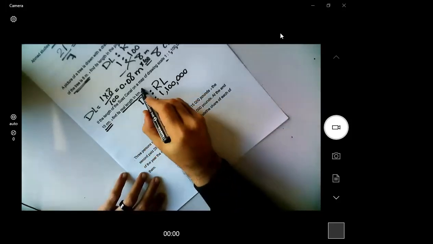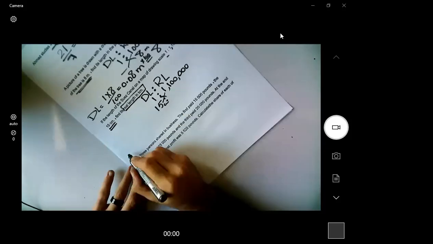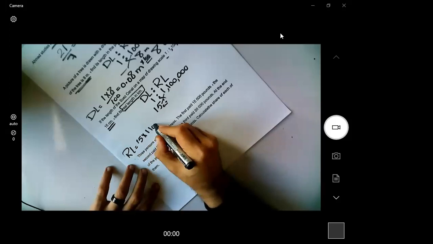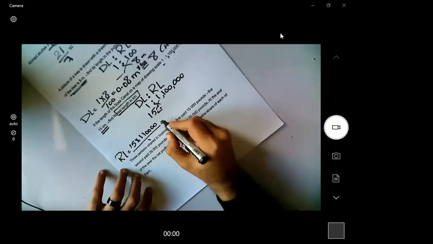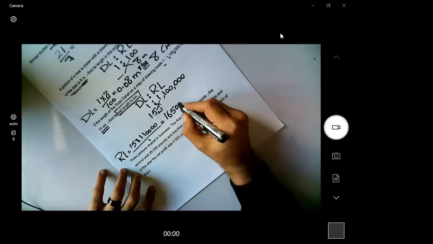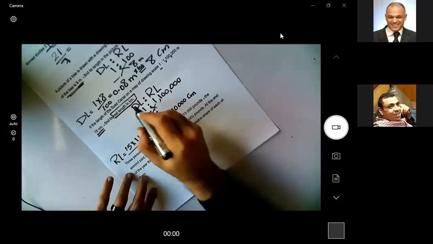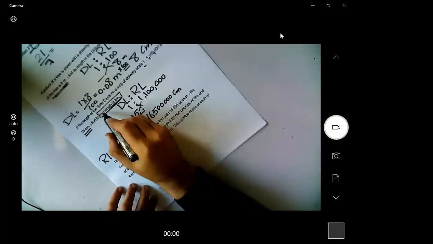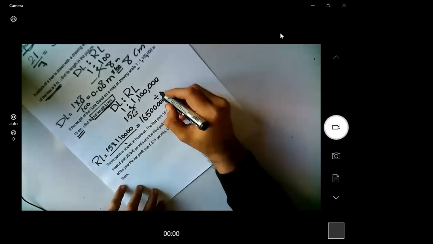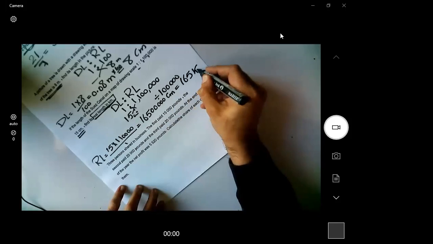Here, it asks us to find the real length in kilometers. So the real length will be 15 times 1,100,000 over 1, which equals 16,500,000 centimeters, because the 15 centimeters means this is in centimeters. We want the real distance between the two cities, the real length in kilometers. So we change it to kilometers by dividing by 100,000. It will be 165 kilometers.